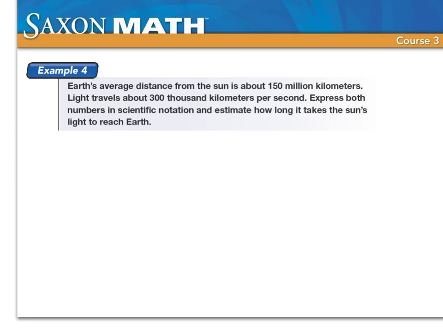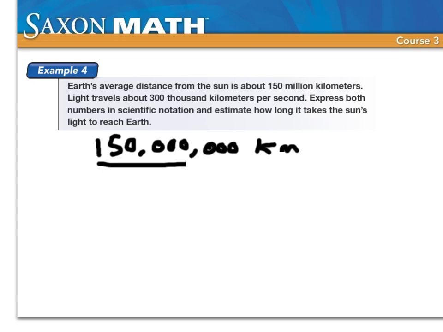So we need to take 150 million first of all and write that in standard form. Well, that's 150 million means 6 zeros after that, kilometers. Okay, and we're going to divide that by 300,000 kilometers per second. Okay, and estimate how long it takes the Sun's light to reach the Earth.